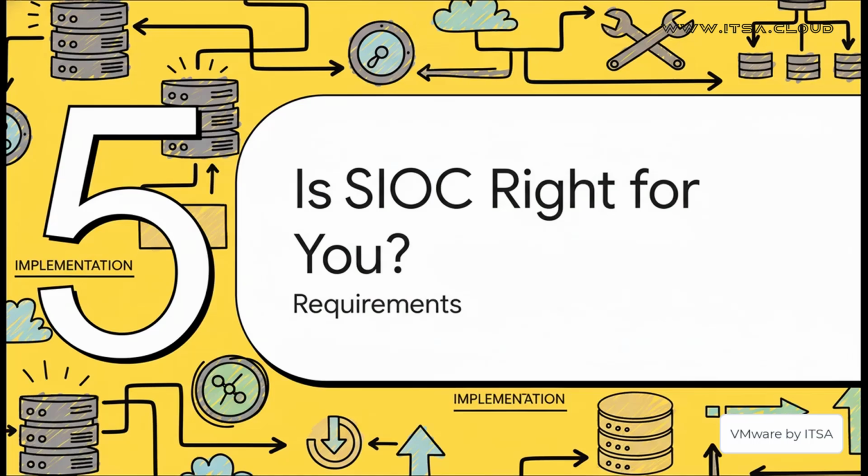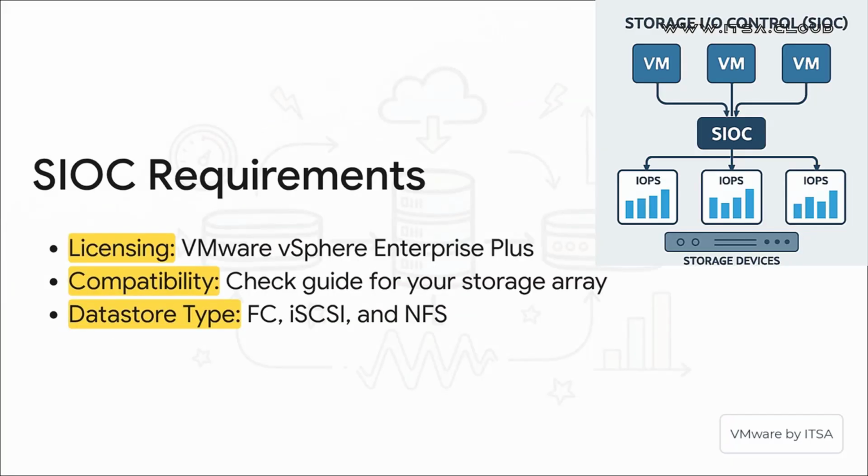This all sounds great, doesn't it? But you're probably asking, okay, what do I actually need to put this traffic cop on duty in my own environment? Let's take a look. There are really three main things to keep in mind. First up is licensing. You're going to need VMware vSphere Enterprise Plus. Second is compatibility. This is super important. You've got to check VMware's official guide to make sure your specific storage array is supported. And finally, the datastore type. The good news is SIOC works with the big ones, including Fibre Channel, iSCSI, and NFS.